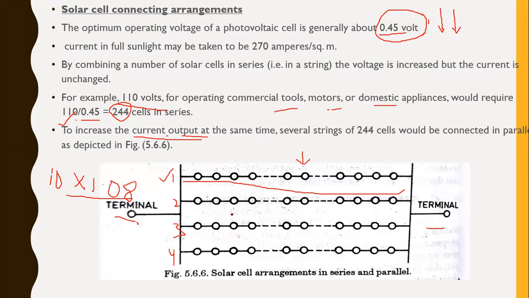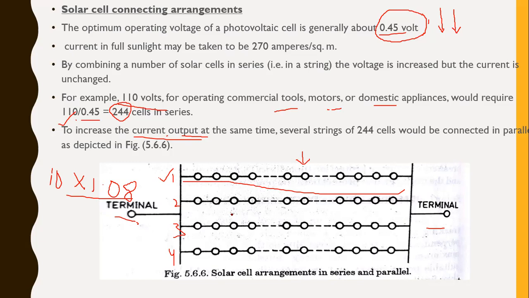Okay, so the cells in the remaining string will maintain the voltage, but the current and power output of the system will be decreased by the loss of the cells in one of the strings. Understood? The voltage will be maintained at the level it was at before the string failed, but there will be a dramatic decrease in current and power.